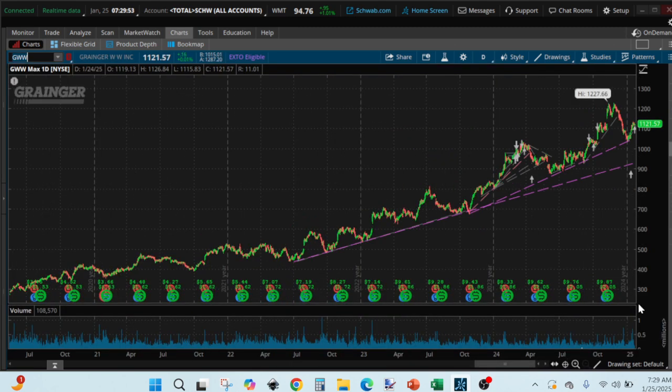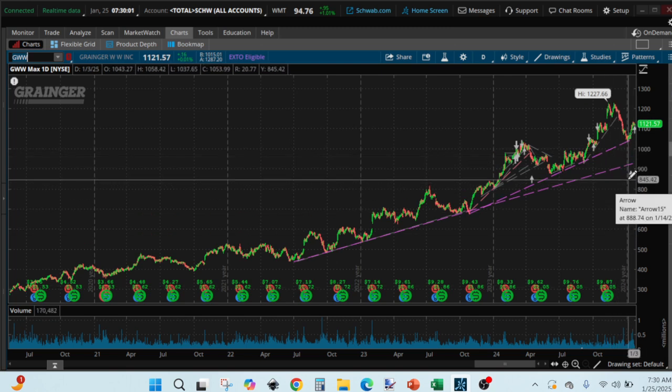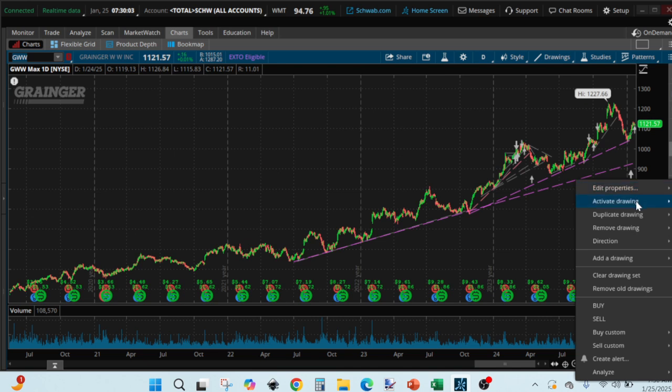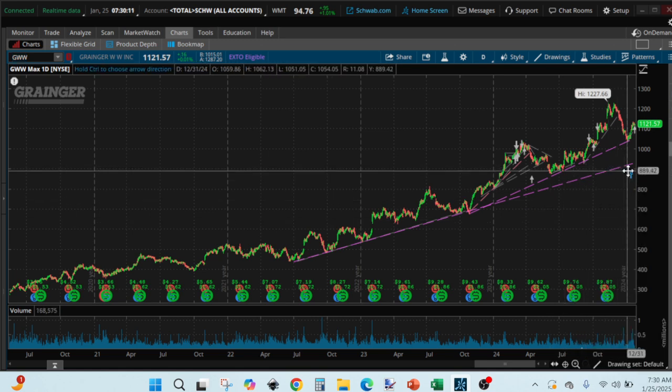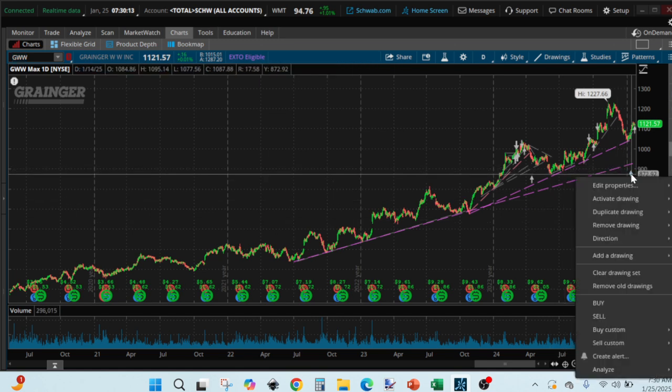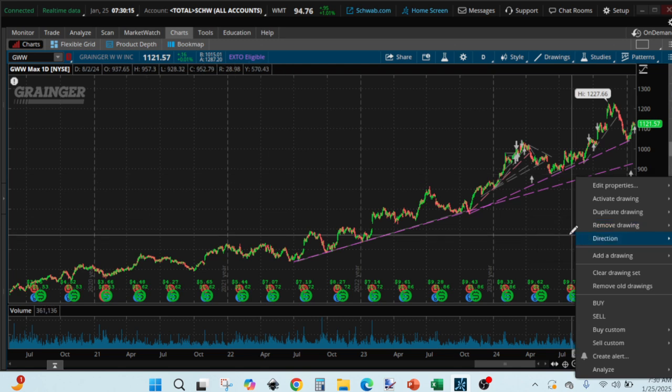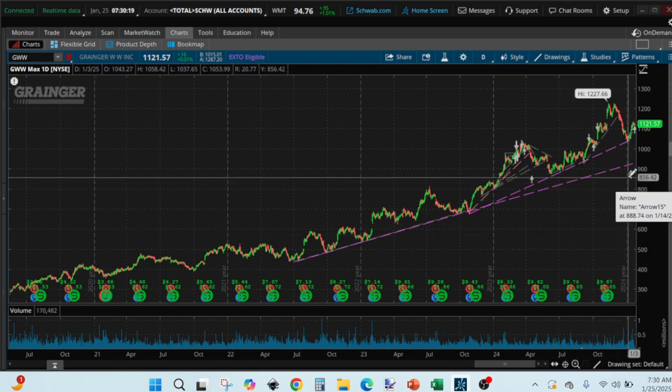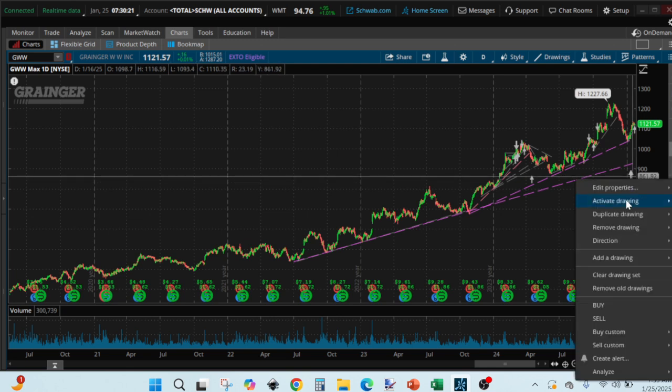So GWW, we have those two trend lines that we like to buy at, either one, and we bought it there. I don't know why we have this arrow here, but we can take that one out of there. Oh, I duplicated instead of taking it out, so we can just, I'm right clicking here.